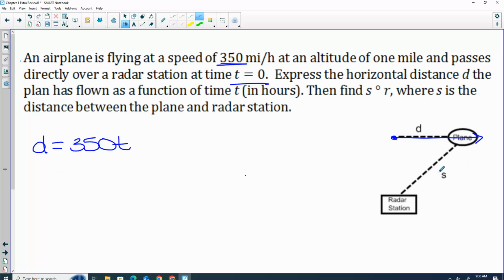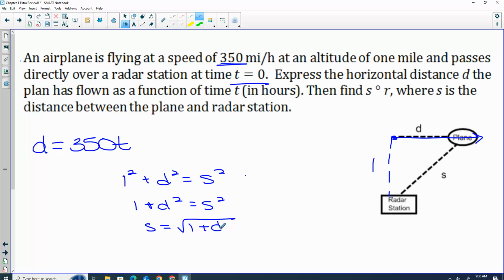S is the distance between the plane and the radar station. We know the altitude is 1. So can we get a formula for S? What would I have to use to get that? 1 squared plus d squared equals S squared. So S would be the square root of 1 plus d squared. We don't need plus or minus because we know it's positive.